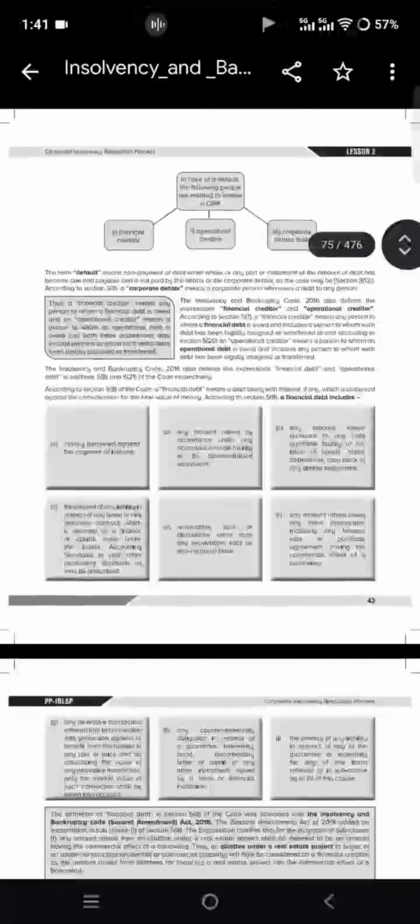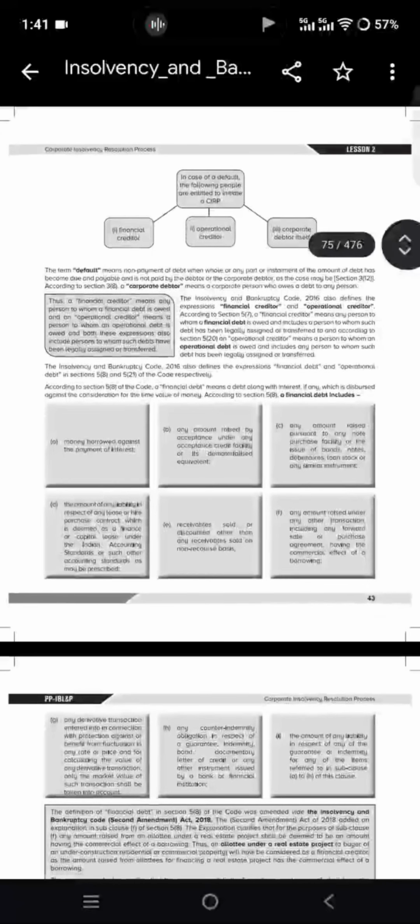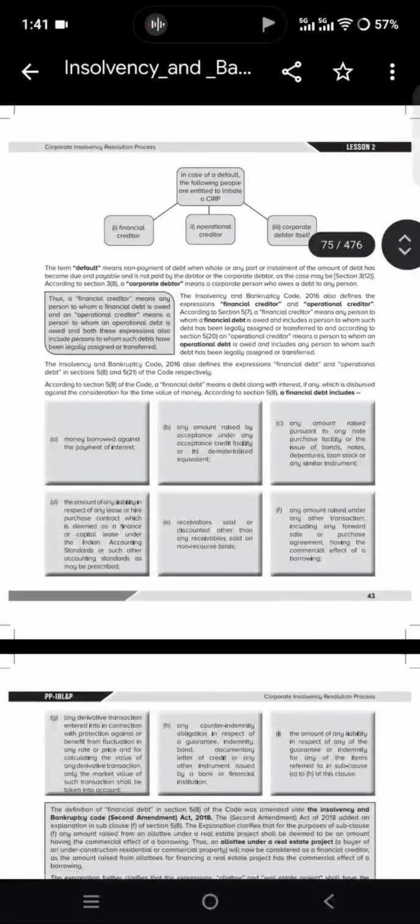Section 5 subclause 7, a financial creditor means a person to whom a financial debt is owed and includes a person to whom such debt is legally assigned or transferred. And Section 5 clause 20, operational creditor means any person to whom an operational debt is owed and includes any person to whom such debt has been legally assigned or transferred.